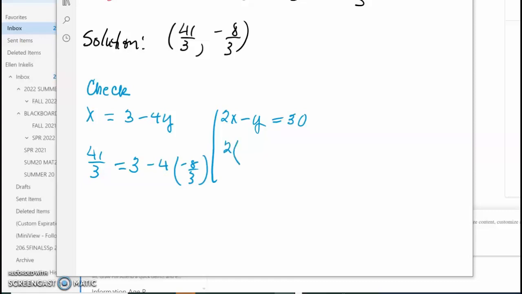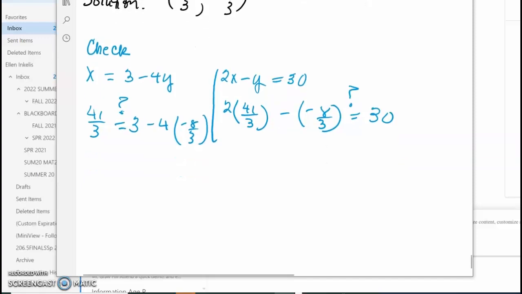So this becomes 2 times x, which is 41 over 3, minus y, which is negative 8/3. Does this equal 30? I'm going to put a big question mark, because if we made a mistake, that means we have to go back and check our work. So, all right. So 41 over 3, does this equal, well, 3 over 1 minus, or positive 32 over 3.